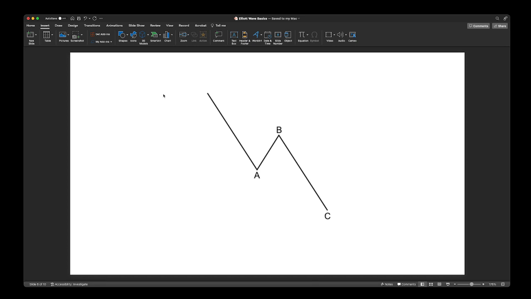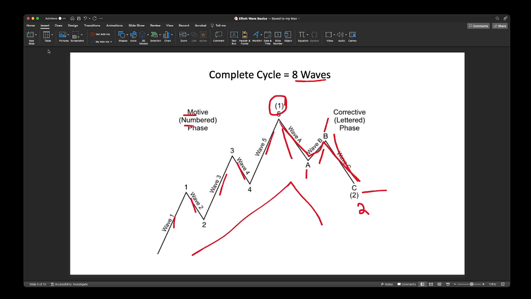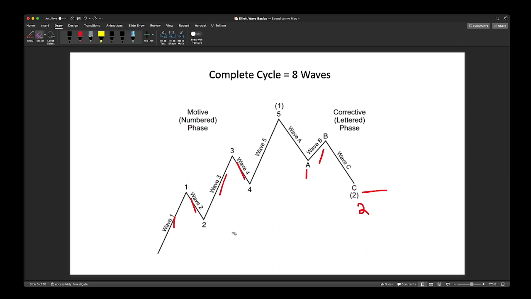Okay, let's go to the corrective side now. So we talked about this pattern here, and to make a whole complete cycle of the Elliott wave pattern, you have to see 8 waves, 5 motive waves, and 3 corrective waves. So we went over this section already. We talked about impulsive, extension, leading diagonal, and ending diagonal. These go here.